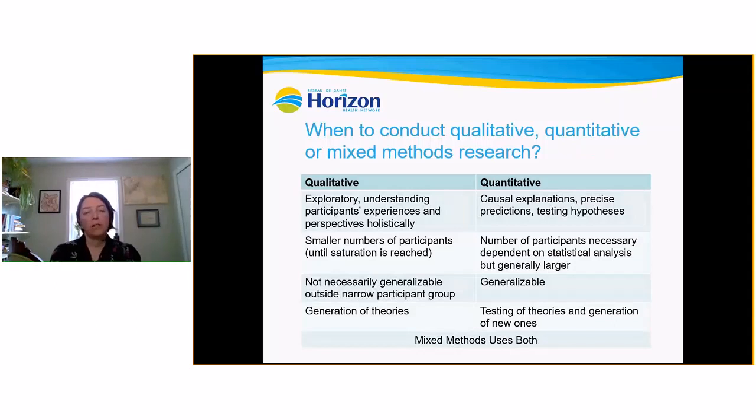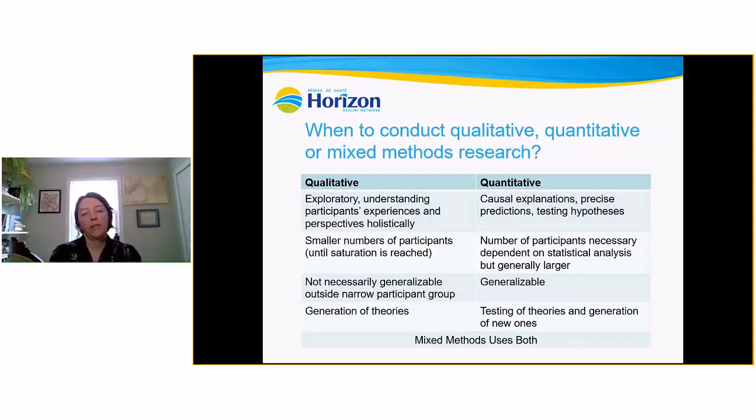Whereas in quantitative, you are focused on causal explanations, precise predictions, testing hypotheses. Now you can see how these can fit together, which we'll explore a bit further on, but you could have a qualitative piece, which is exploratory, and then you follow it up looking at precise predictions that you've put together from the initial qualitative piece. In qualitative, you're usually looking at smaller numbers of participants, so sometimes qualitative is more feasible.